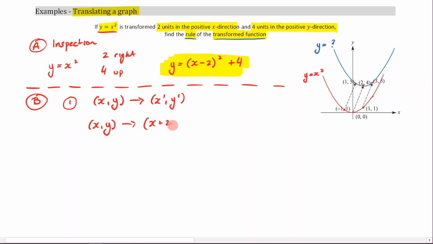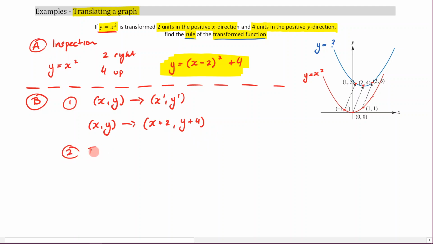And would you agree with me that every point here is going 2 units in the positive x direction? Of course. And what about y dash? Well, my y dash is going to be y plus 4 because it's 4 units in the positive y direction. And yet again, every point on my old graph is going to go 4 units up. So this is a true statement. Okay, that's step 1.